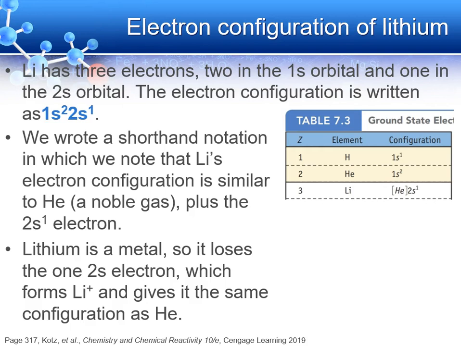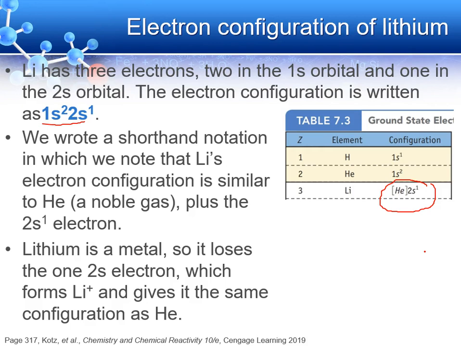So let's start with lithium like we did the last time. Lithium has 3 electrons total. It has 2 in the 1s orbital and 1 in the 2s orbital. So we write the electron configuration as 1s2, 2s1. When we learned how to do this, we learned that instead of writing out the whole electron configuration like we do here, we could use a shorthand notation where we noted that lithium's electron configuration was the same as helium's with 1 extra 2s1 electron.